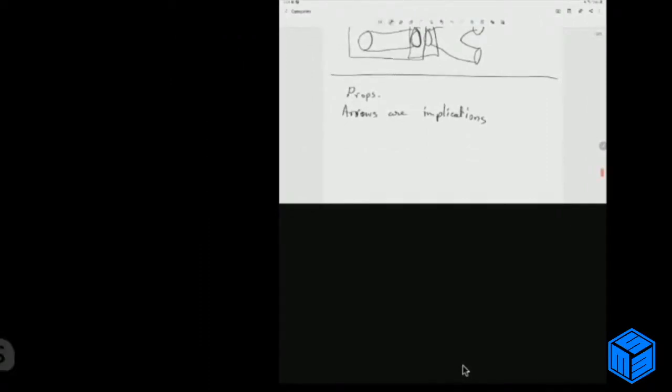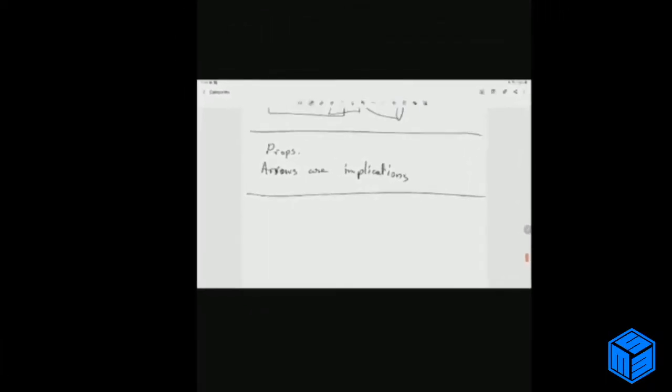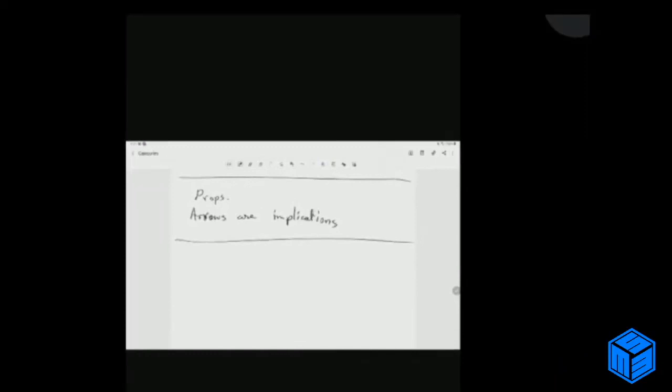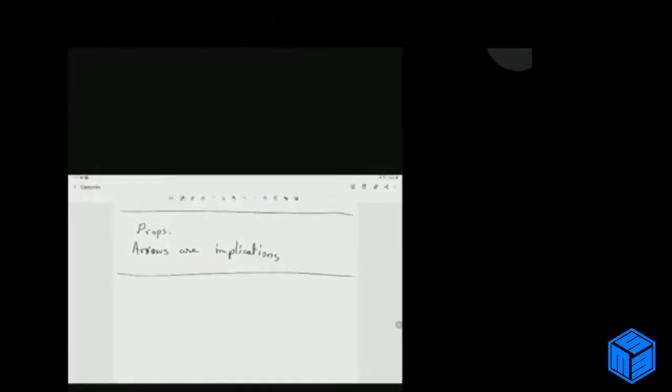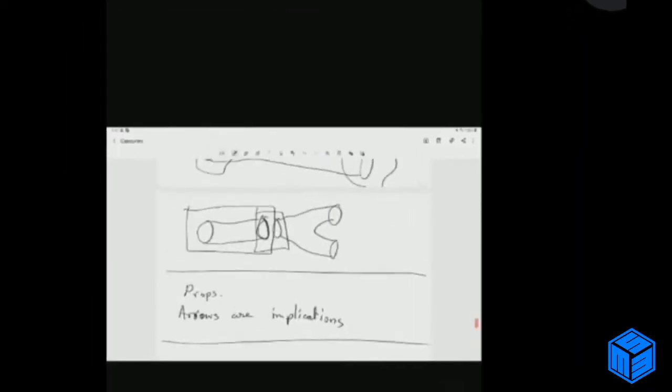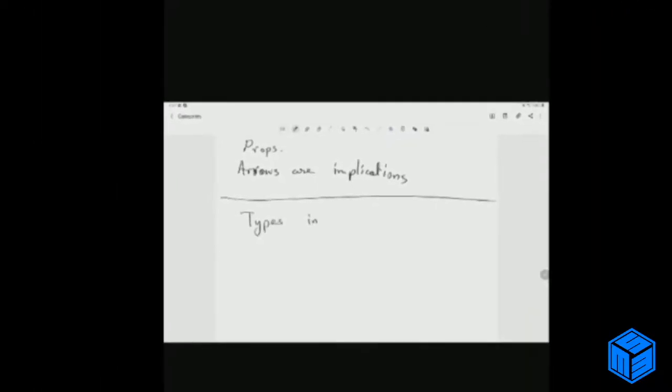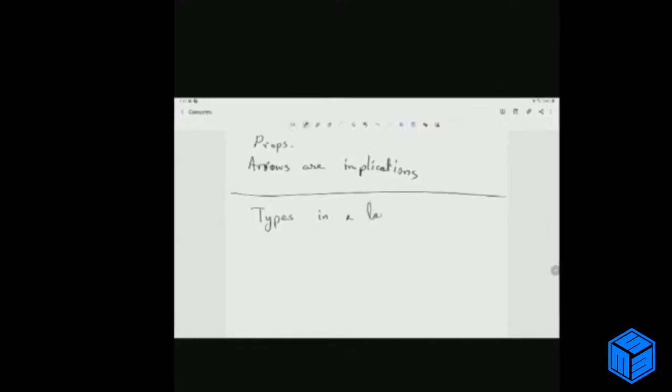And another example, I guess. Okay, now they start coming, I guess when everybody's probably already left. Okay, cool. The other example is that your objects are, if this is for CS people, types in a language, a programming language, if you will.